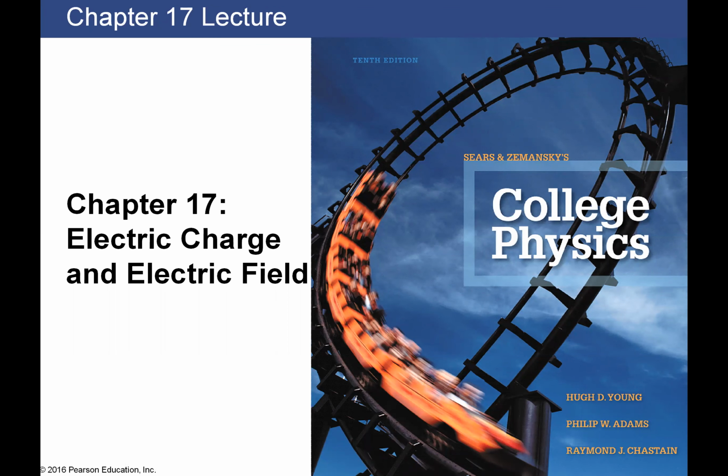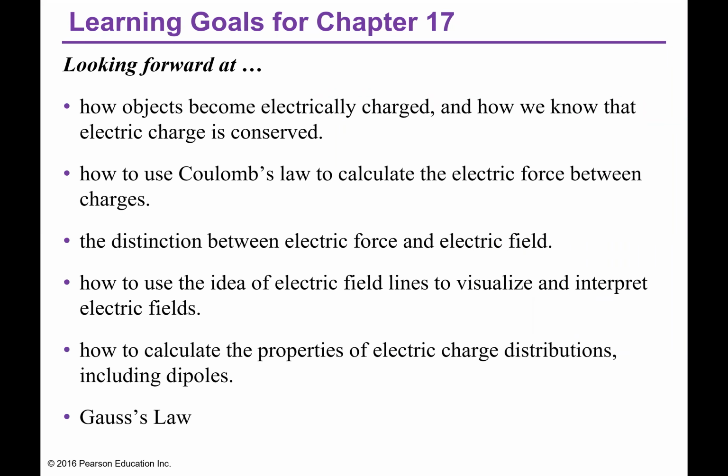All right, everyone. So let's start our first lecture. This is on electric charge and electric field. In this chapter, we're going to learn about what electricity is. What makes an object electrically charged, and what is a charge? What type of charges do we have?